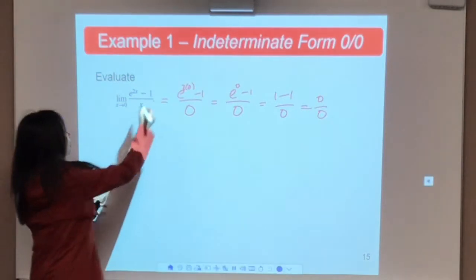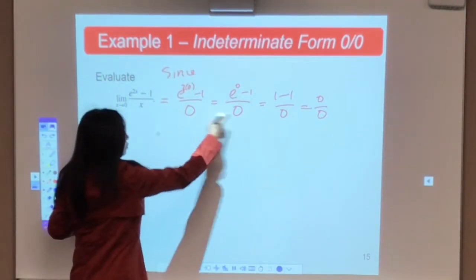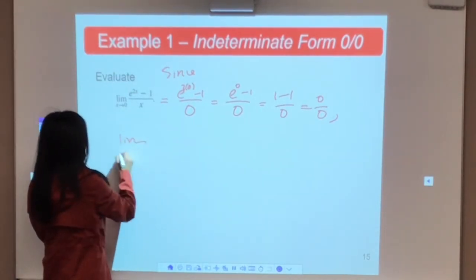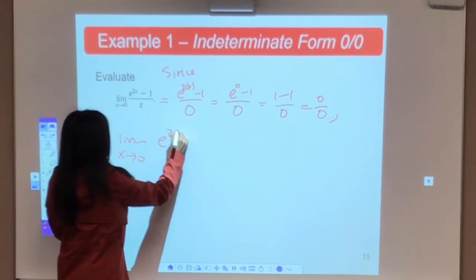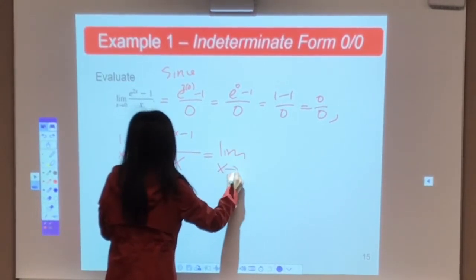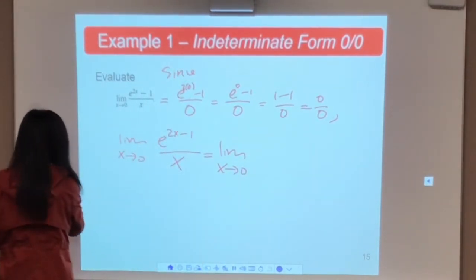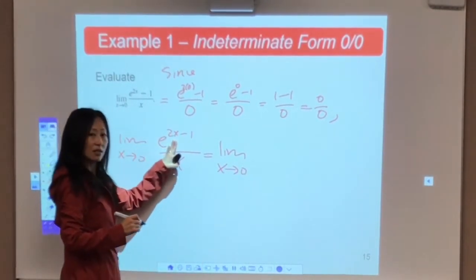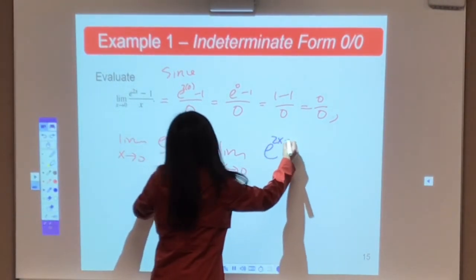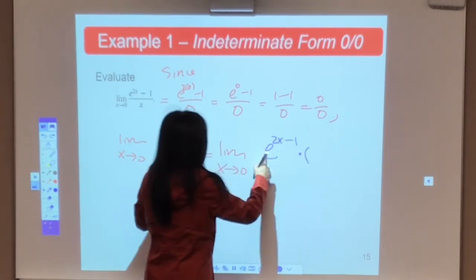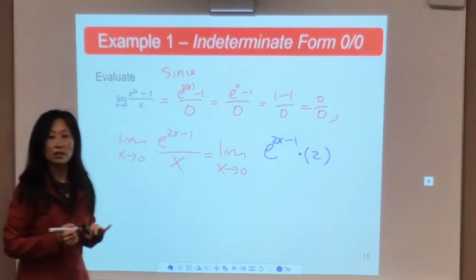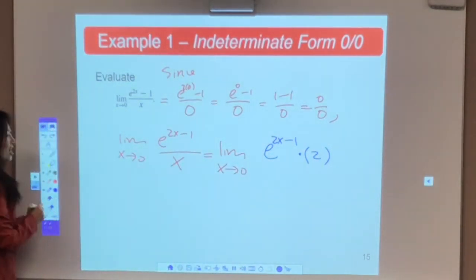So since you have this, what can I say? I can use L'Hopital's rule. So I'm going to rewrite it. Take a derivative of this. What's the derivative of this? e to the 2x minus 1 times what? What's the derivative of 2x minus 1? 2, right? Are you guys following me?